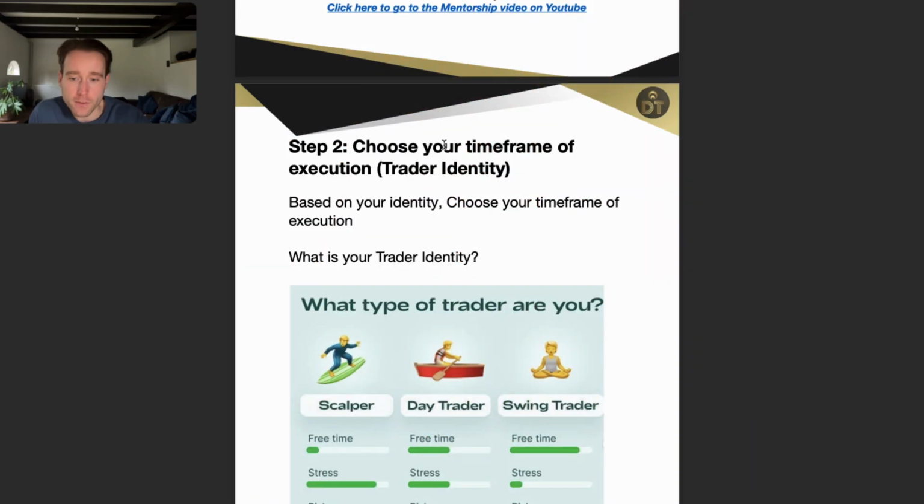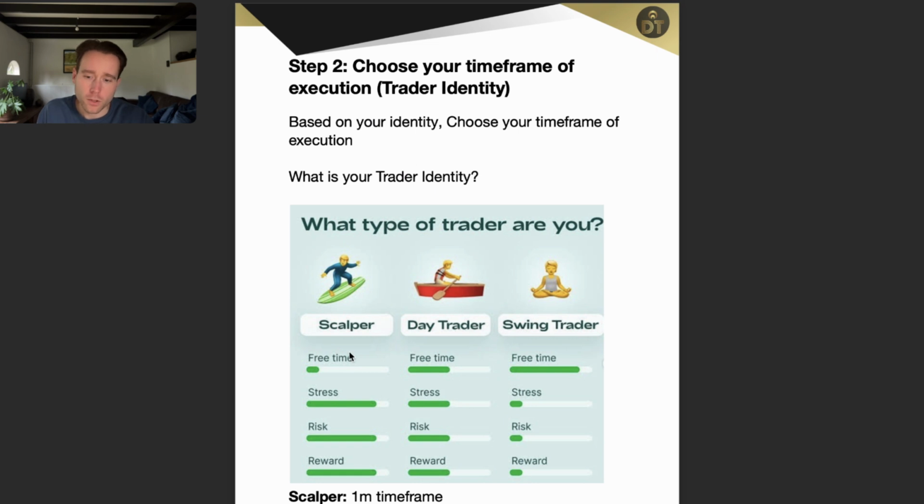Then your time frame of execution, your trade identity. Based on your identity, choose the time frame of execution. So what type of trader are you? Are you a scalper, with not much free time? You are on a lower time frame in the trenches, trying to catch small moves. You have high stress, high risk, high reward.